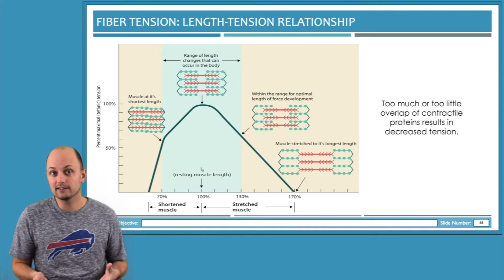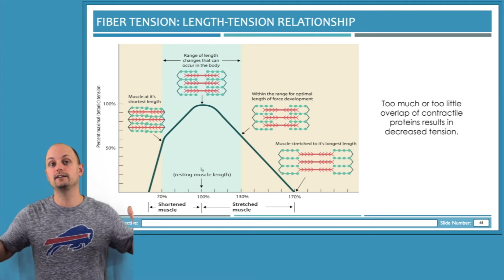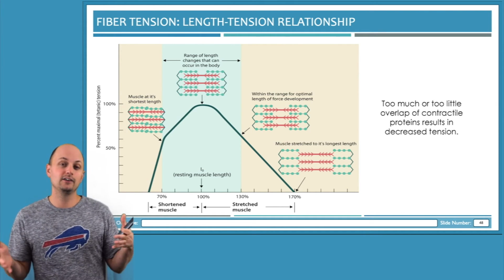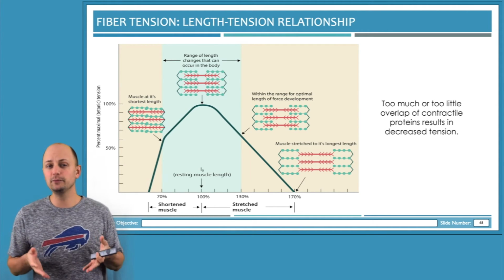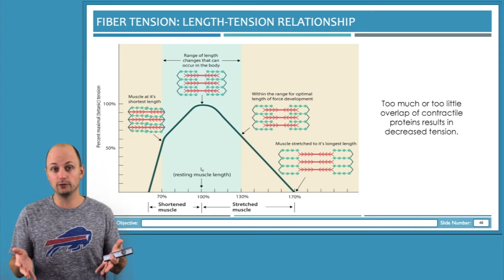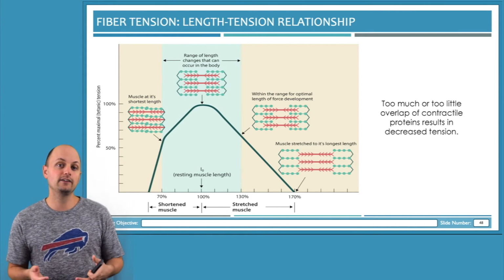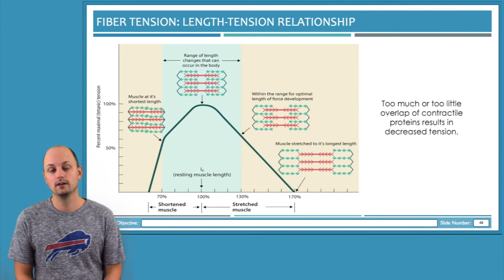So on the far right-hand side of the graph, we have a situation where a muscle has been stretched or extended beyond its resting length. If you take a look at the arrangement of the sarcomere, you'll see there's very little overlap between actin and myosin. So this makes it difficult for cross bridges to form and for the filaments to actually slide. And that's why the ability to generate tension in a stretched muscle is relatively low.